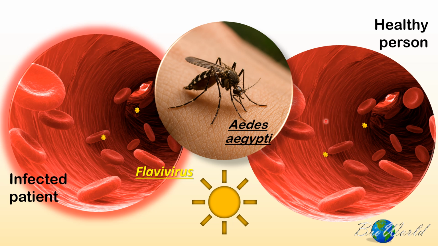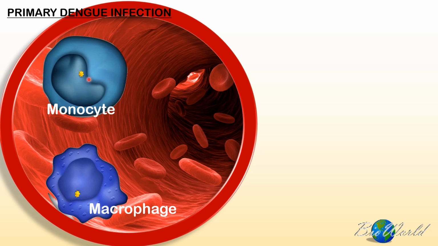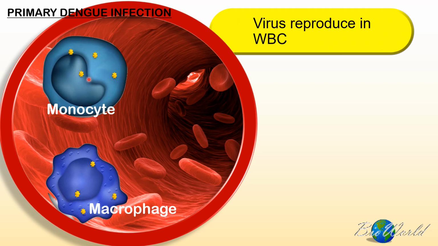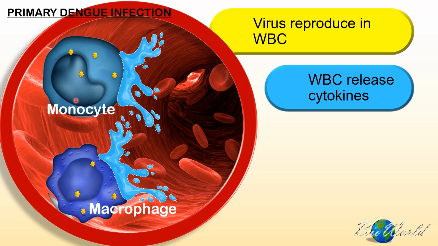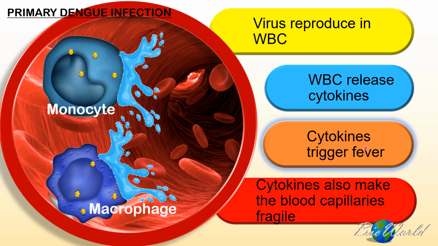In the healthy person's bloodstream, these flavivirus will travel to the leukocytes. Then, in the leukocytes, these flavivirus will reproduce. They will increase their population. As a response to this, the monocytes and the macrophages will begin to synthesize cytokines. The original role of cytokine is to trigger fever. Added to that, the cytokine also causes the blood capillaries to become fragile.